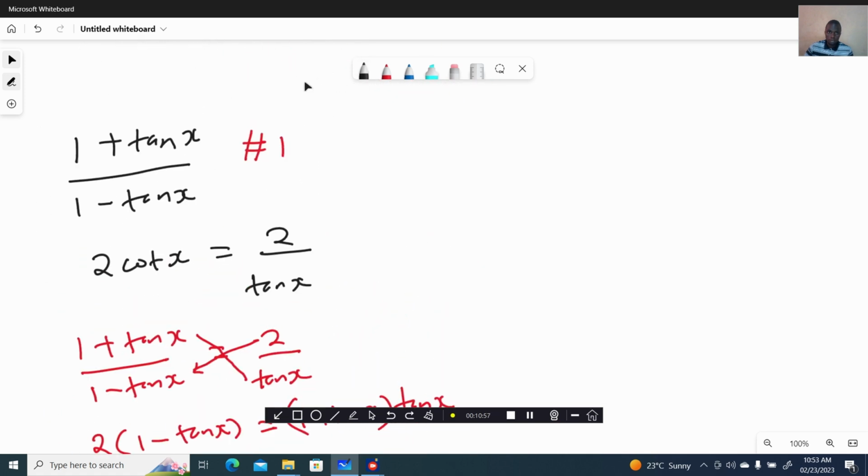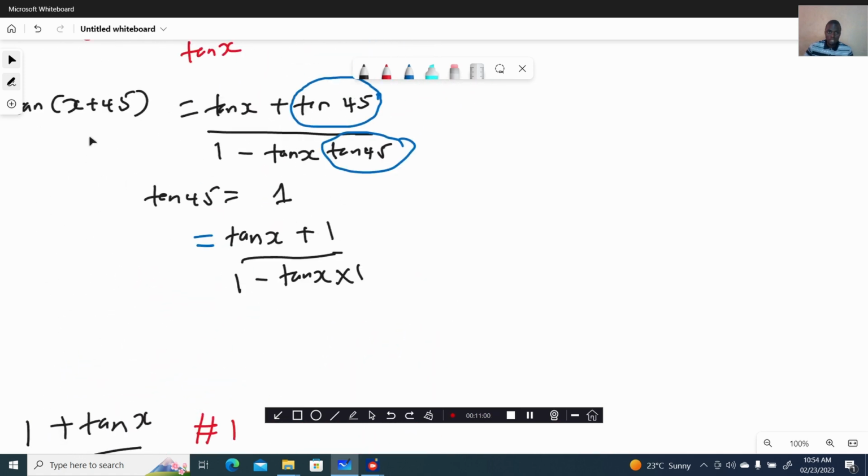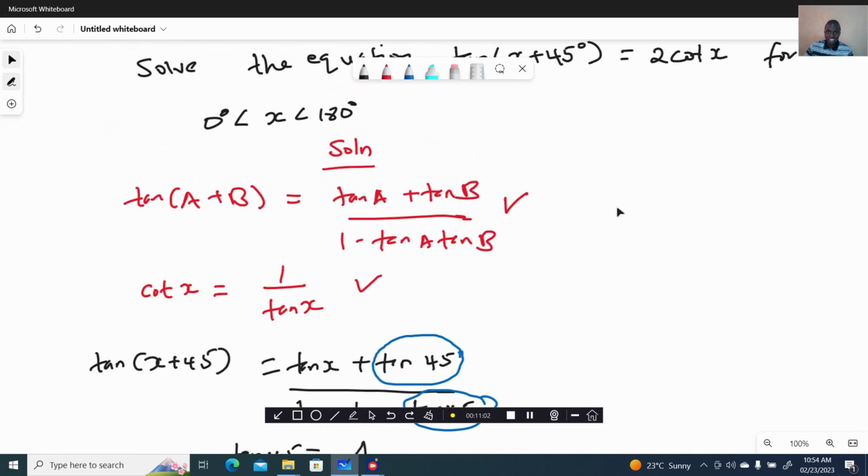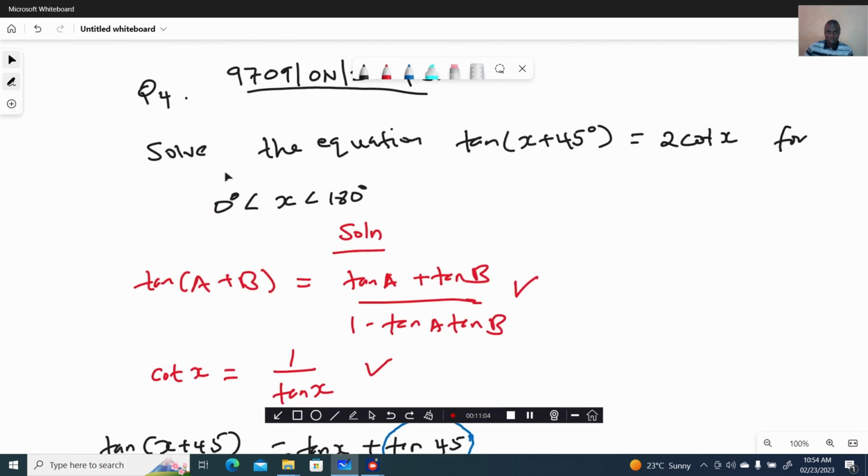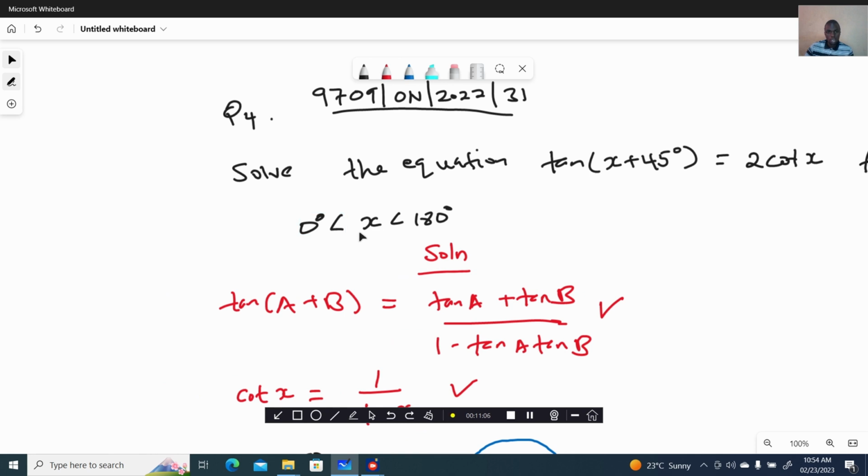You can see I've written so much. Okay, this is our domain: 0 is less than x, and x is also less than 180.